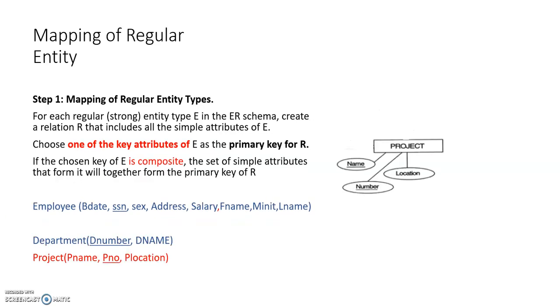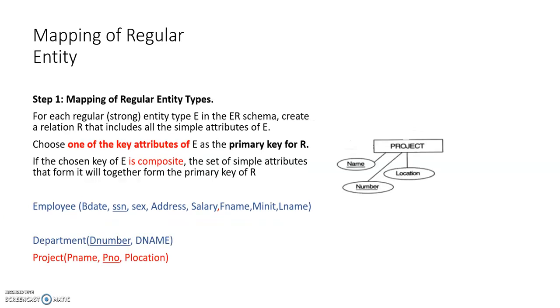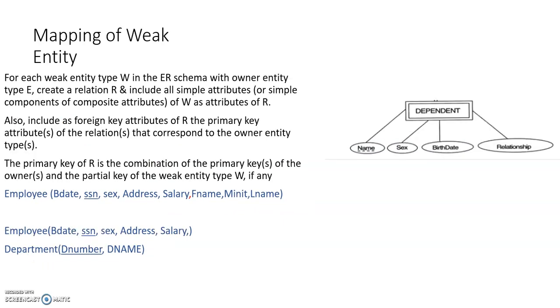Next is the mapping of regular entity type project. Project is another strong entity with attributes name, number and location. Here location is not a multi-valued attribute. Earlier in department it was multi-valued, but here the location is a single valued attribute. So we can make a new relation project with the project name, project number and project location. We can make either project name or project number the key attribute. Here I am making project number the primary key.